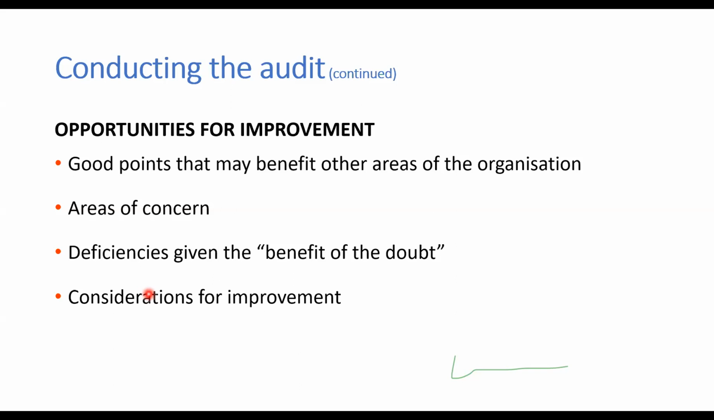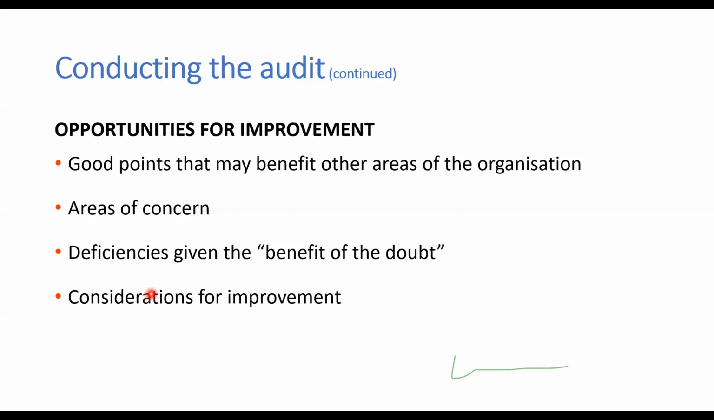And then we have the second type of finding, the opportunity for improvement. The opportunity for improvement could be the good points which you are going to see. As I told you, maybe the organization is meeting 80% of the requirements. So these are our opportunities for improvement, or the areas of concern, or the deficiencies, which means the benefit of doubt.